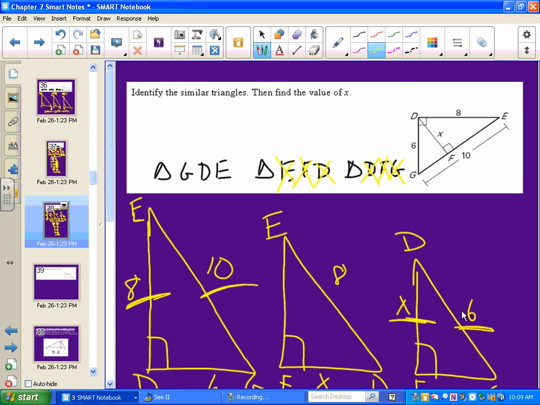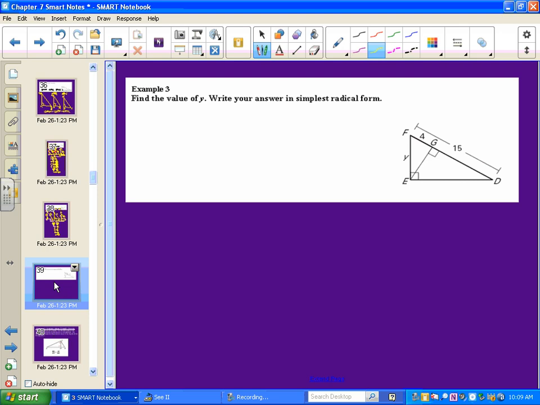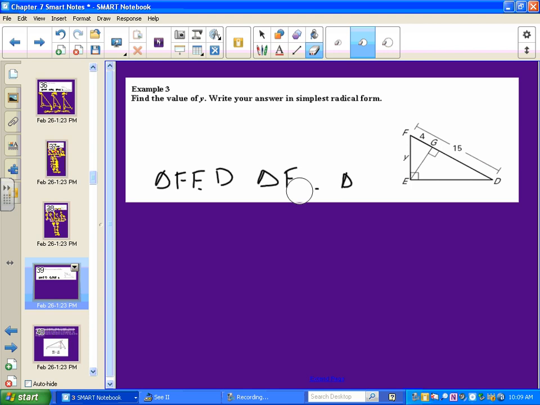Okay, going to the next example. It says find the value of y and write your answer in simplest radical form. So once again, we're going to separate out our triangles. So we have triangle FED, triangle DGE, and triangle FGE.